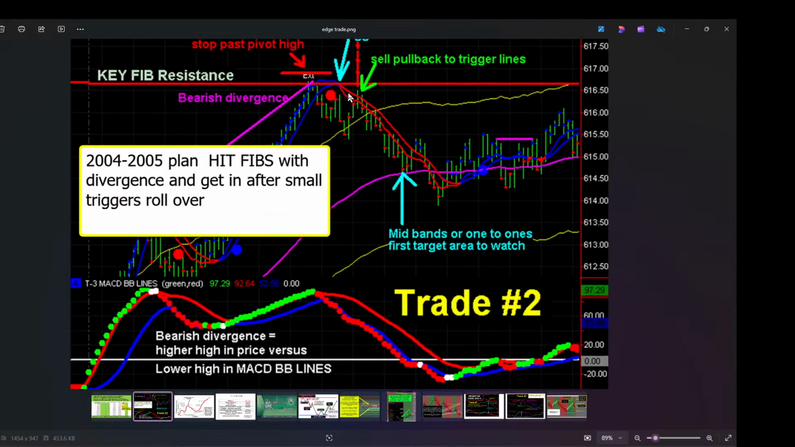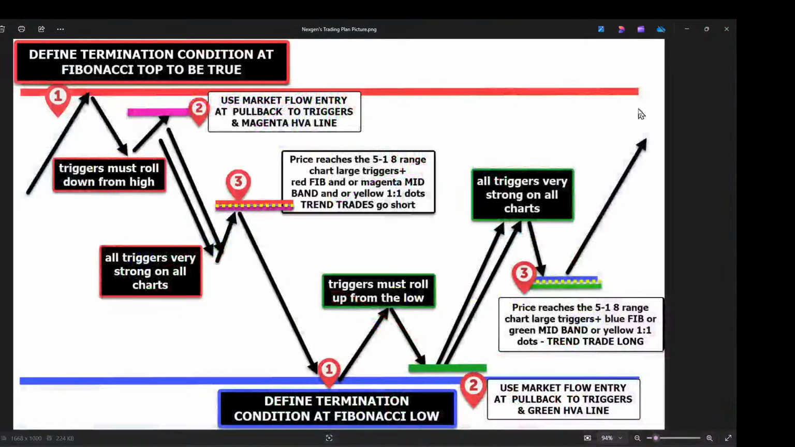Fibonacci holds, let it roll, sell a pullback, mid-band's your first target. We've been doing the same thing forever because it works.